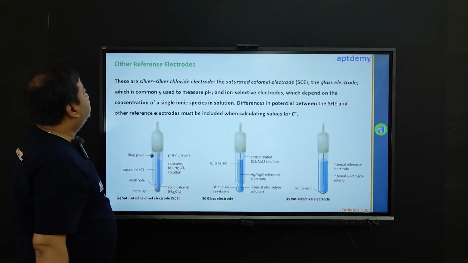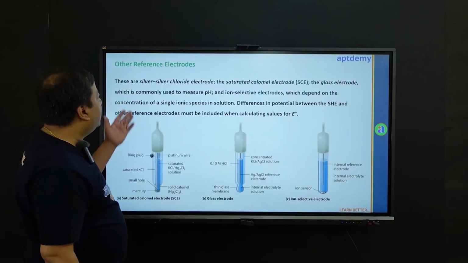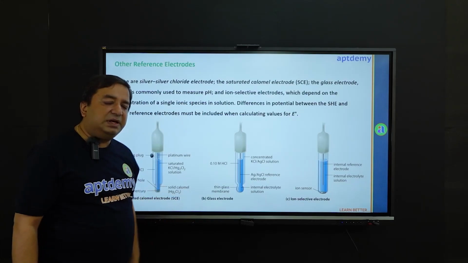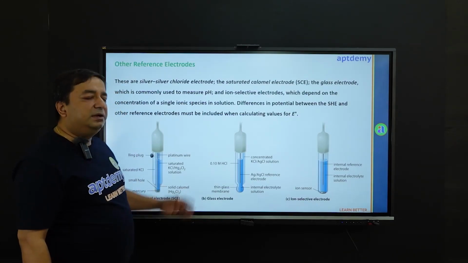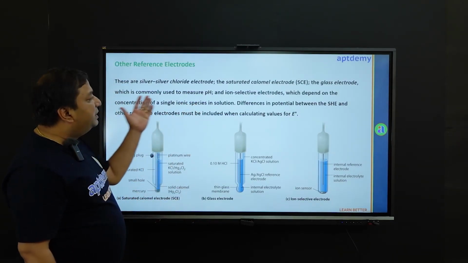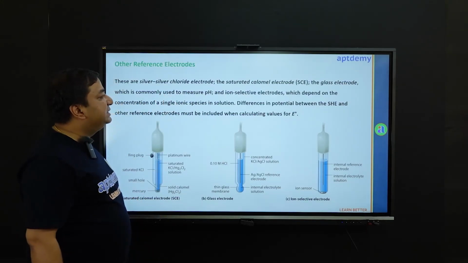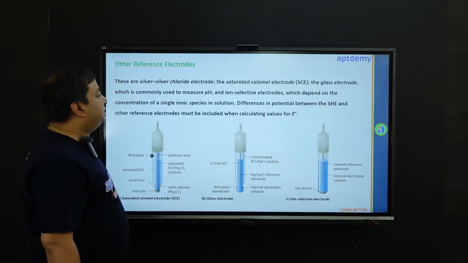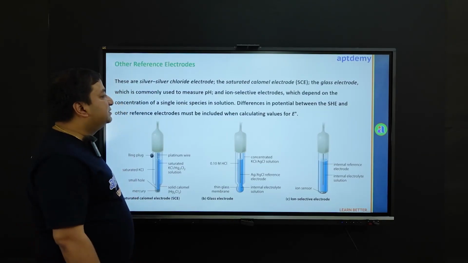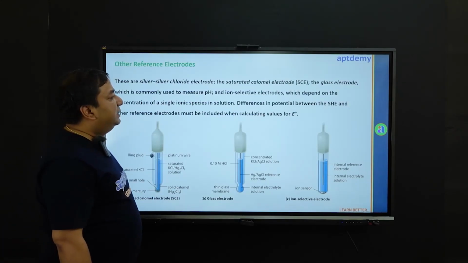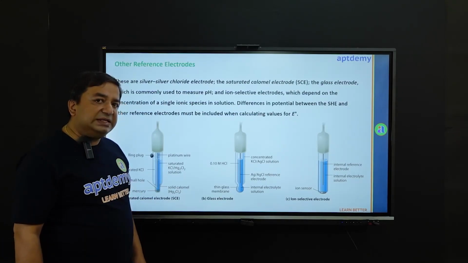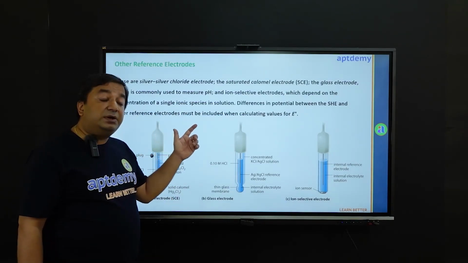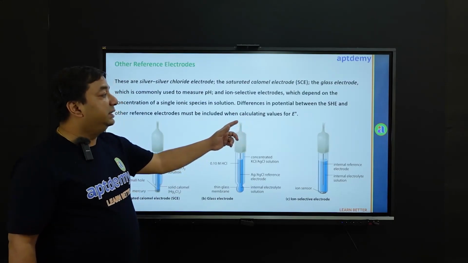Now here we have other reference electrodes: the silver chloride electrode, the saturated calomel electrode, also known as the SCE, and the glass electrode, which is commonly used to measure pH. It can also function as an ion selective electrode, which depends on the concentration of a single ionic species inside the solution. Now, differences in potential between the SHE and other reference electrodes must be included while calculating the E0 values. This is an important point.